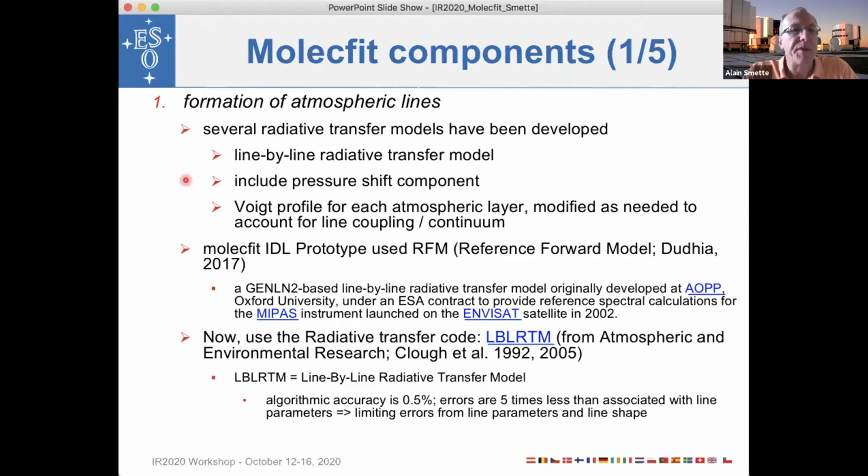So regarding the formation of atmospheric lines, there are now quite a number of radiative transfer models that have been developed by our atmospheric scientists. We need to have a line-by-line radiative transfer model that includes pressure shift components and simulates the formation of lines using Voigt profile for each atmospheric layer, and eventually accounting for line coupling or continuum. With the prototype, the ideal prototype, we used the reference forward model, and now Molecfit is using more the LBLRTM.